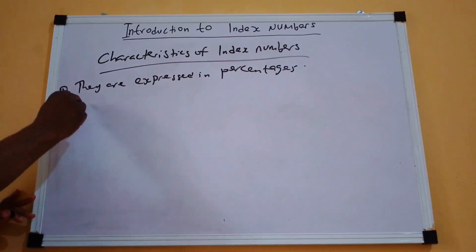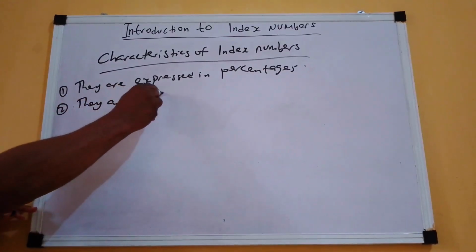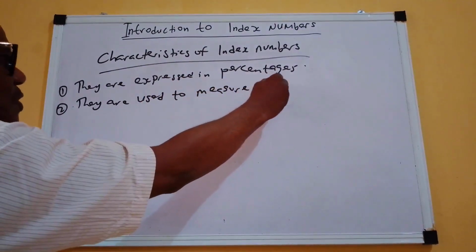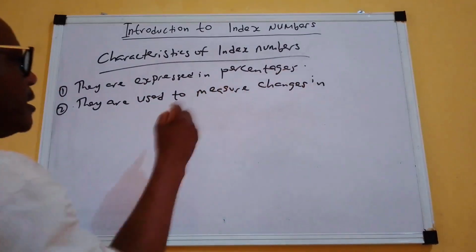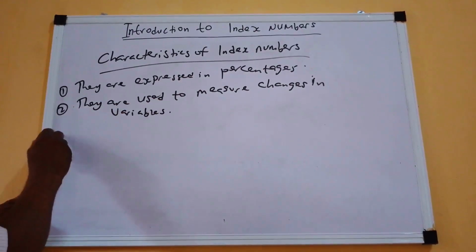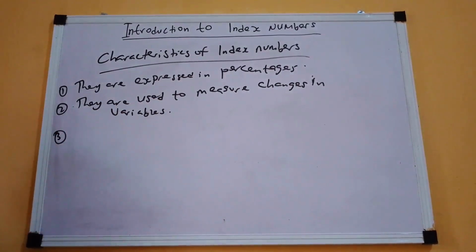Two, they are used to measure changes in variables. So for instance, if the price of a certain commodity is increasing, we'll study the amount of change in that particular variable. Now, thirdly, index numbers are used for comparison.